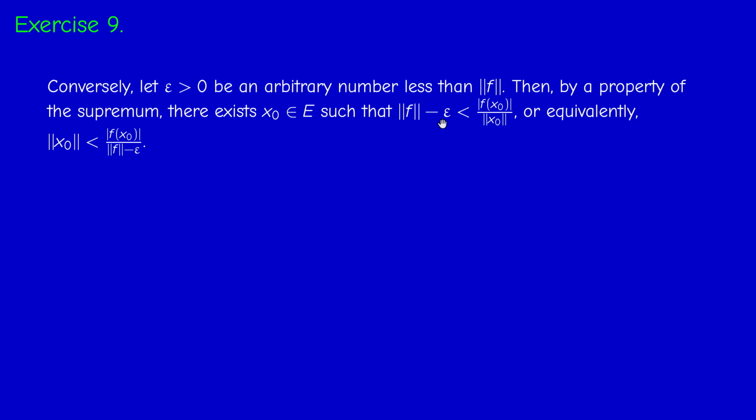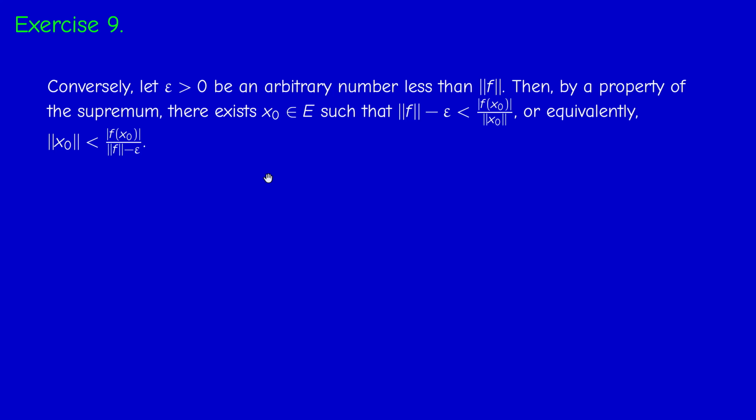So norm of f minus epsilon is not an upper bound of the set of |f(x)| over norm of x. So this means that there exists a non-zero element x0 such that the absolute value of f of x0 over the norm of x0 is bigger than the supremum minus epsilon. Okay, so if we multiply by norm of x0 and divide by norm of f minus epsilon, we get this, and this is why we assume that epsilon is less than the norm of f.